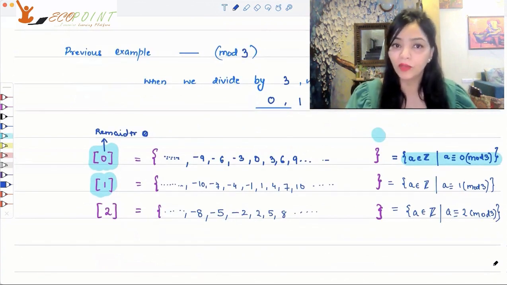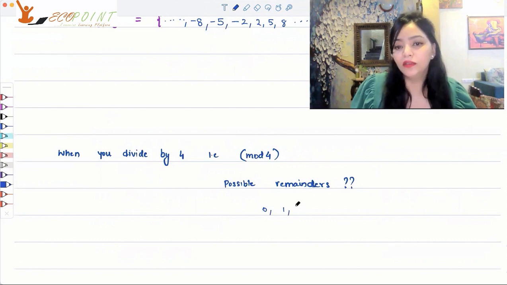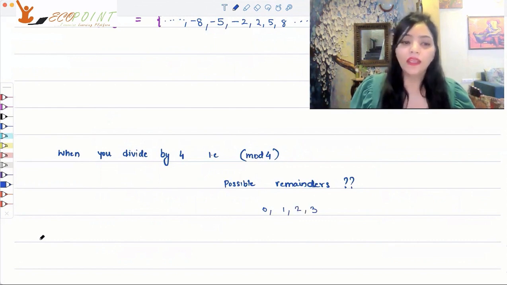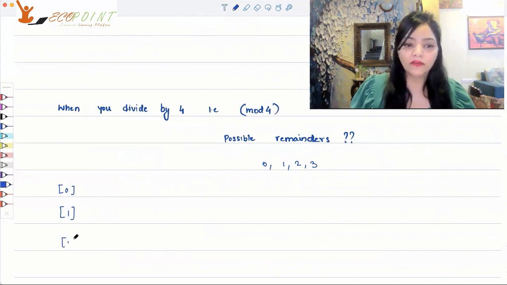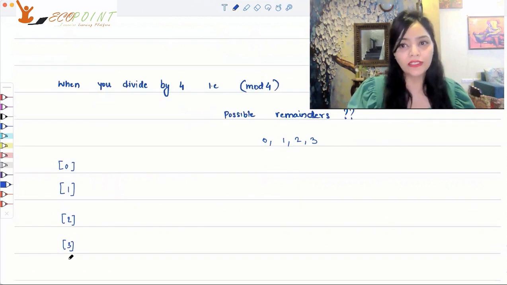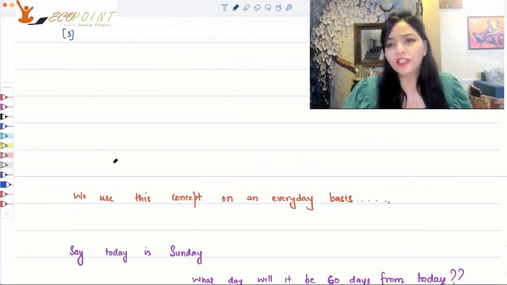Similarly, you can think of an example where you're dividing by 4. What are the possible remainders when you divide by 4, or mod 4? The remainders could be 0, 1, 2, and 3. Hence, the classes that you can construct are the equivalence class of 0, of 1, of 2, and of 3. I'm going to leave that as homework for you. Please try this out. Now the question arises, why this concept?